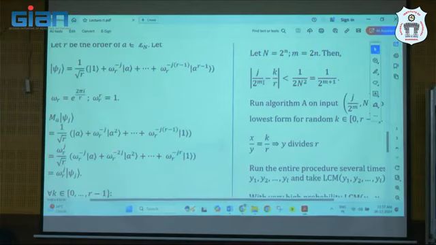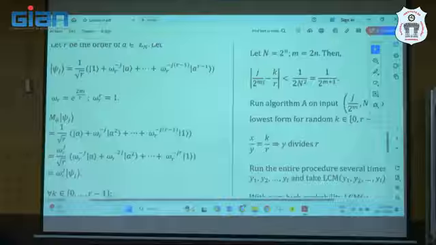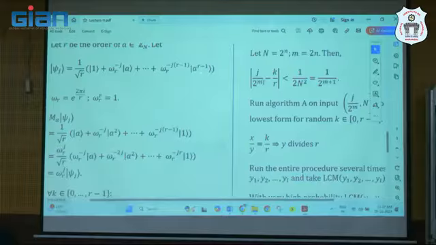What are we doing here? 1 over square root r times ket 1 plus omega r to the minus j ket a, then omega r to the minus 2j ket a squared, all the way up to a to the r minus 1. What is happening? You have omega r to the minus j multiplied by 1, 2, 3, 4, up to r minus 1. The exponent of a here is 1, and here it is r minus 1, and the same exponent is multiplied here.